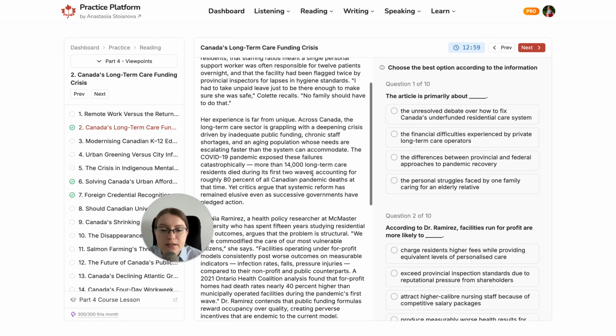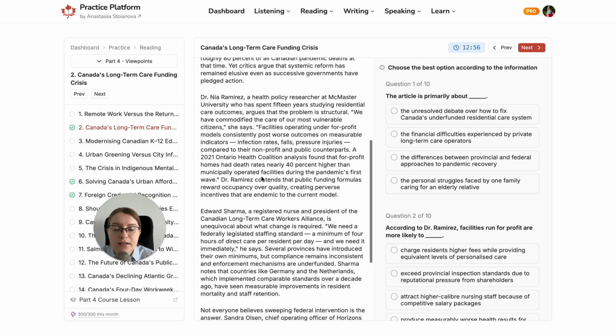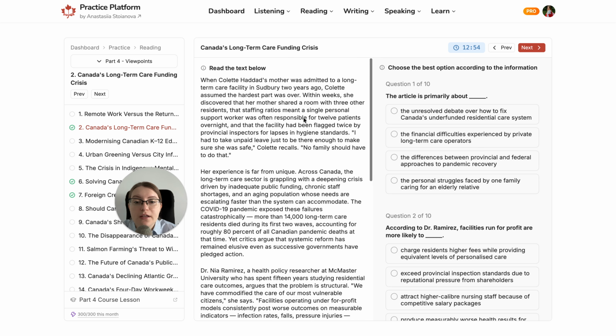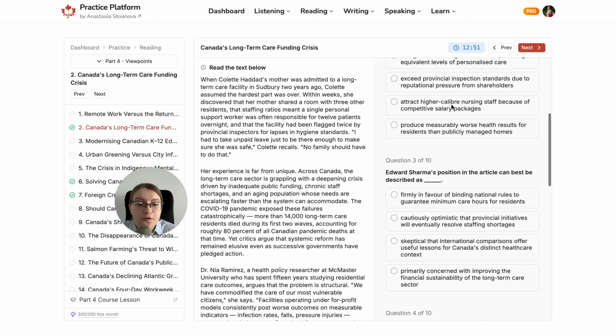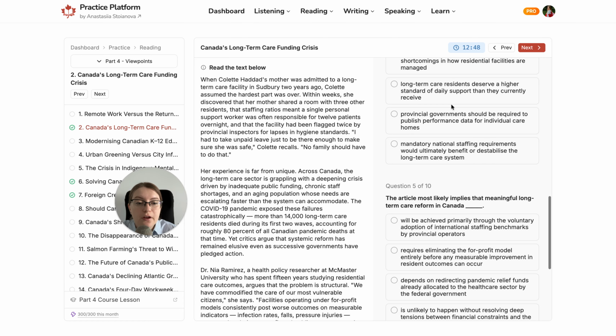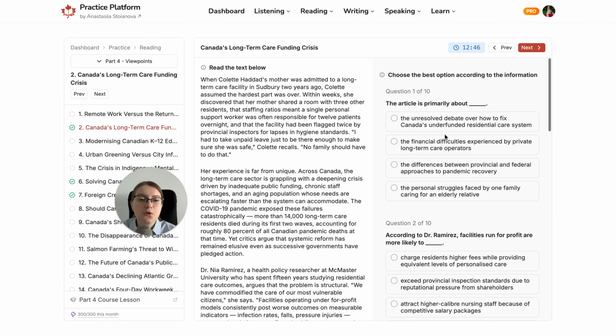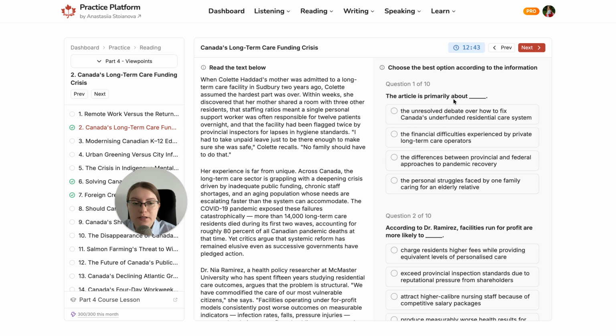The text looks like this. So you see it's quite a long text, but that's fine. This is the way it's going to be on your real exam. And the first 5 questions that we have are based on the article. And this question here, we normally do it last. The article is primarily about... We take a look at it, and we keep it in mind as we read through the text. So for example, here we have the unresolved debate over how to fix Canada's underfunded residential care, financial difficulties experienced by private long-term care operators.